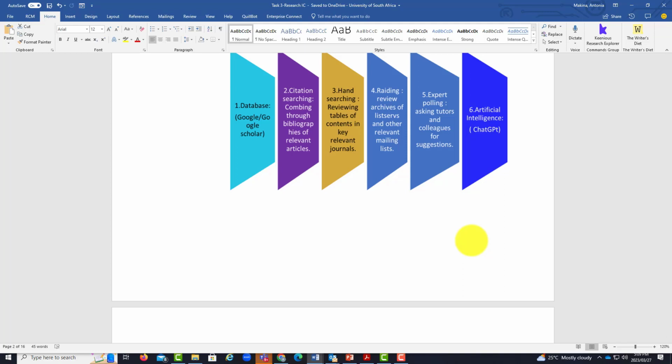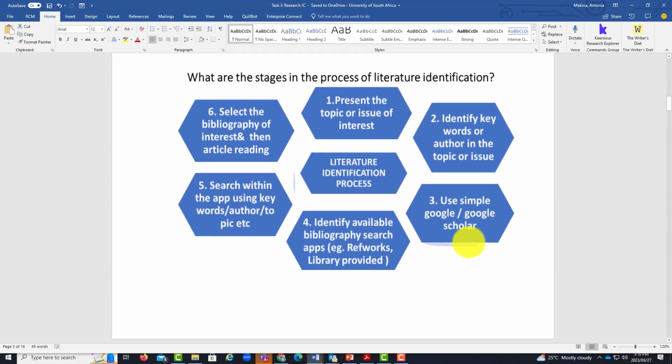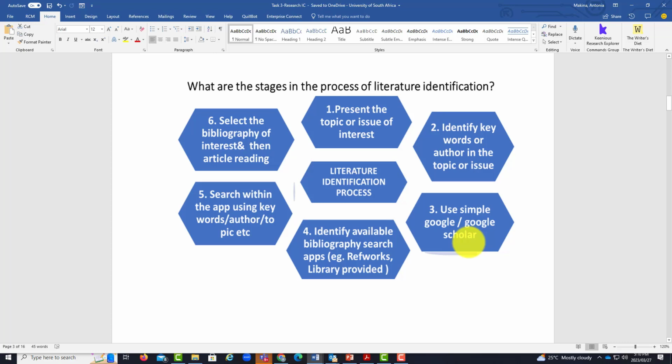The identification of literature normally goes through a very strategic and rigorous process. All the strategies that I've mentioned in the previous diagram must follow this development of a synthesized process that encompasses the route towards the identification of literature. The stages in the process of literature identification include the following. In the first case, you have to present the topic or issue of interest.